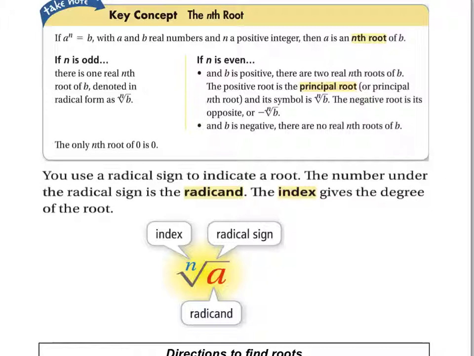You're going to use the radical sign to indicate a root. The number underneath the radical sign is called the radicand. That's the a value here. The index gives the degree. That's the biggest key. That's the nth root we're talking about.